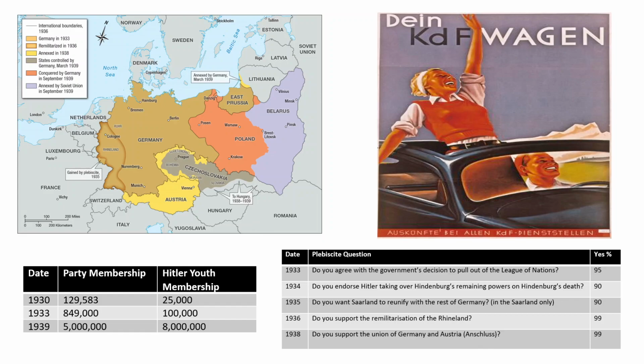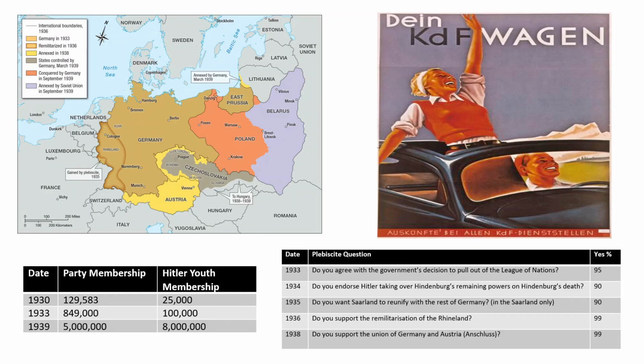But on foreign policy, the top left there, Germany starts to revise some of the features of the Versailles Treaty. They march into the Rhineland in 1936. They take over Czechoslovakia. They take the Polish corridor in 1939, and there's the union with Austria. So no doubt people would have supported these gains because of the humiliation of Versailles as well.